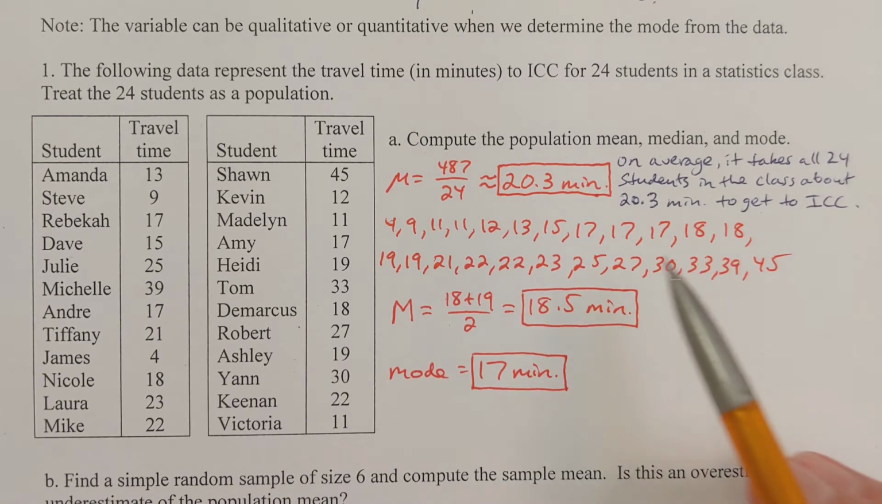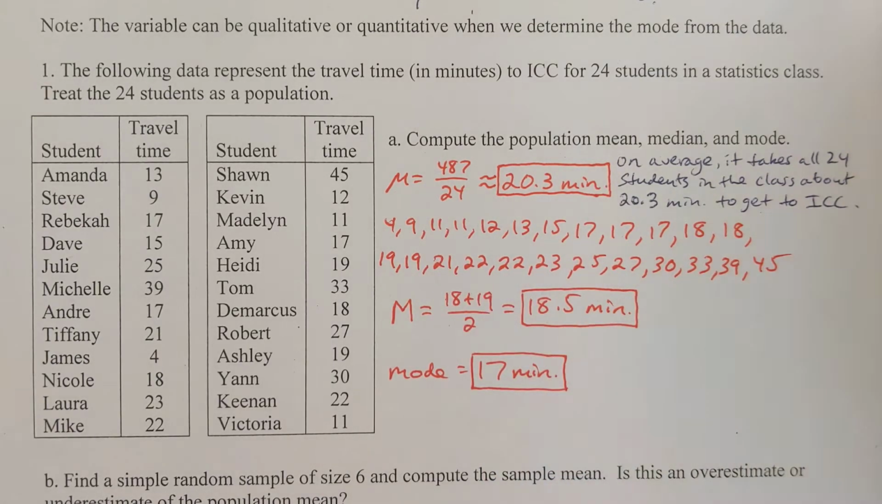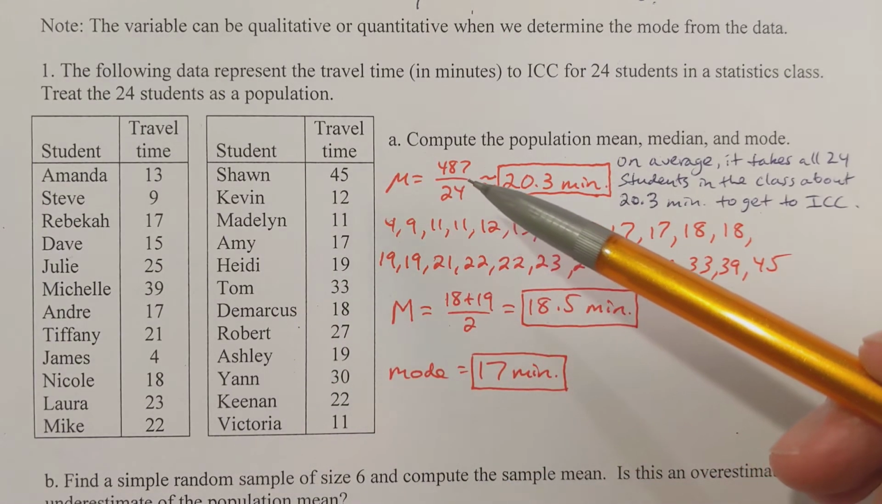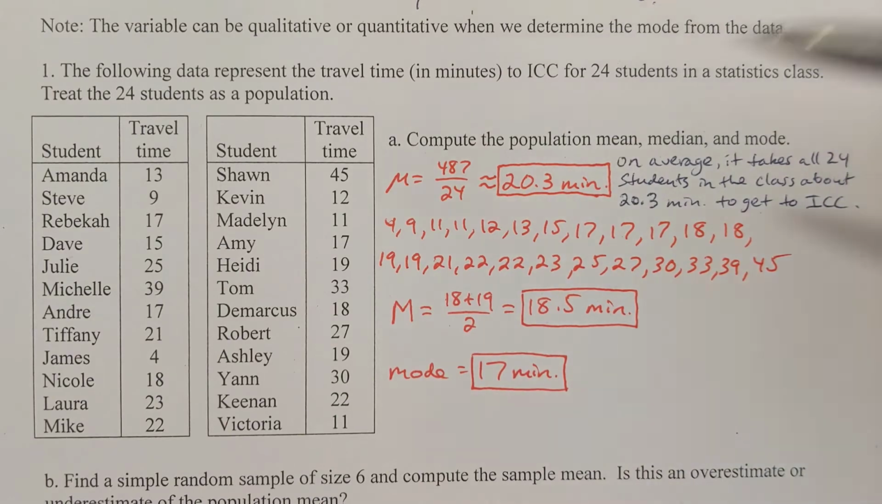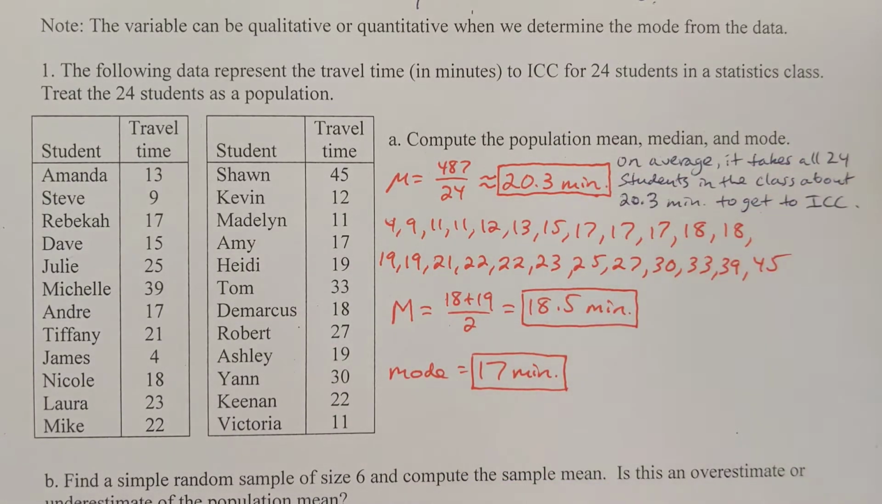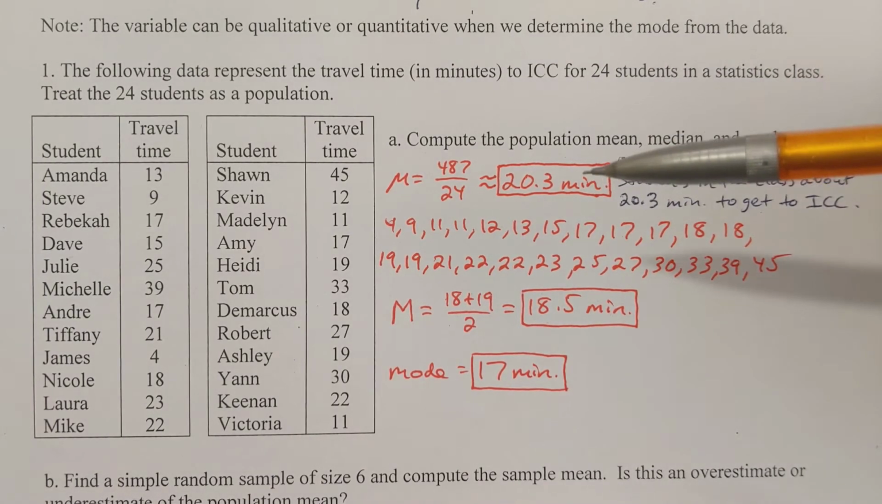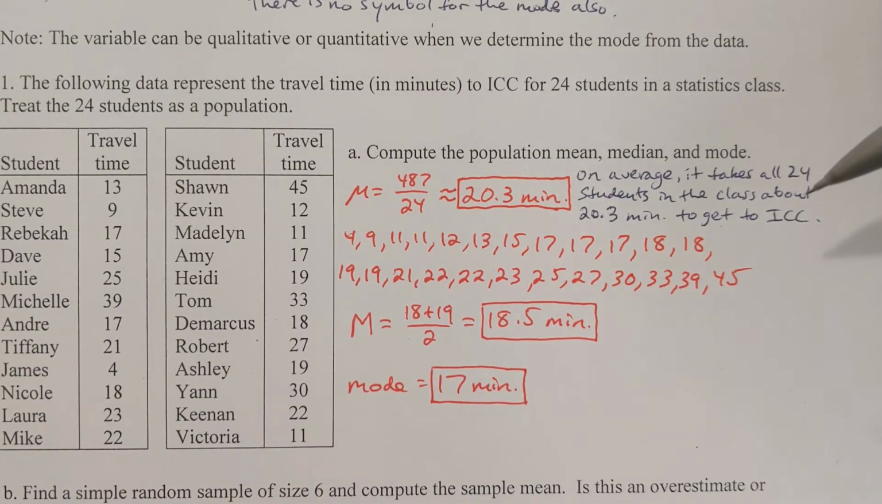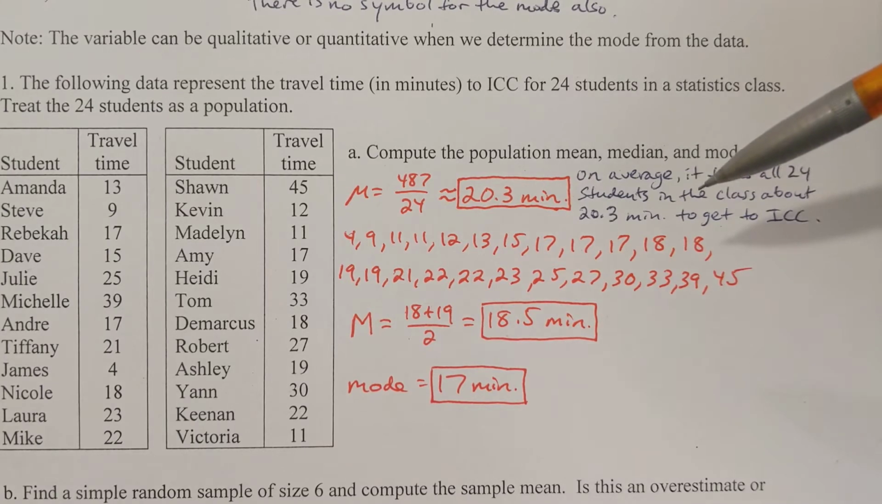So to find a population mean, we use the symbol mu, and I need to add up all the numbers here, which should give me 487 as the total when I add up all 24 of these numbers, and then I divide by 24. That is roughly 20.3 minutes. So what that means is that on the average, it takes all 24 students in the class about 20.3 minutes to get to ICC here in the morning.